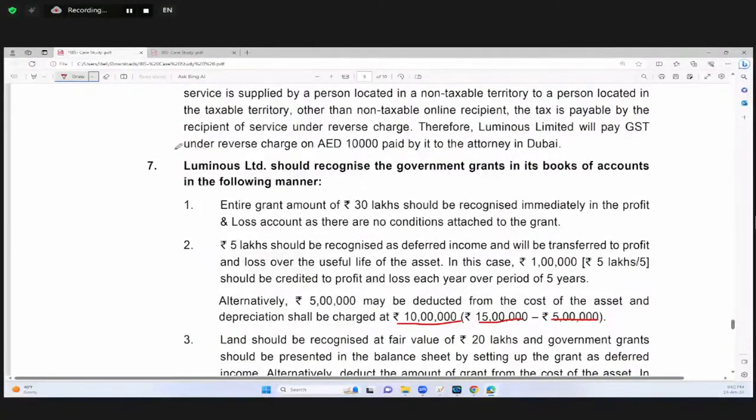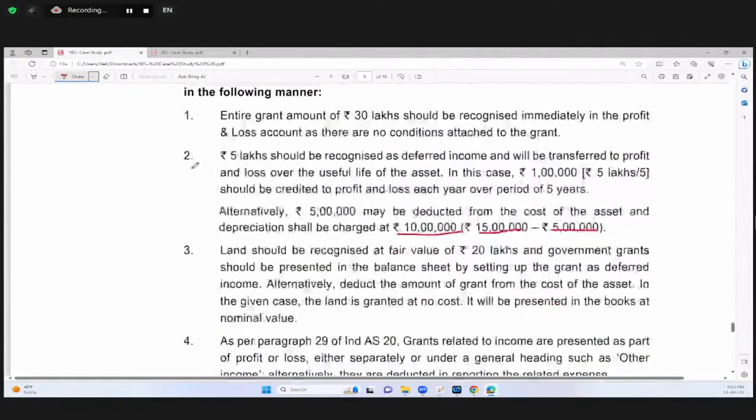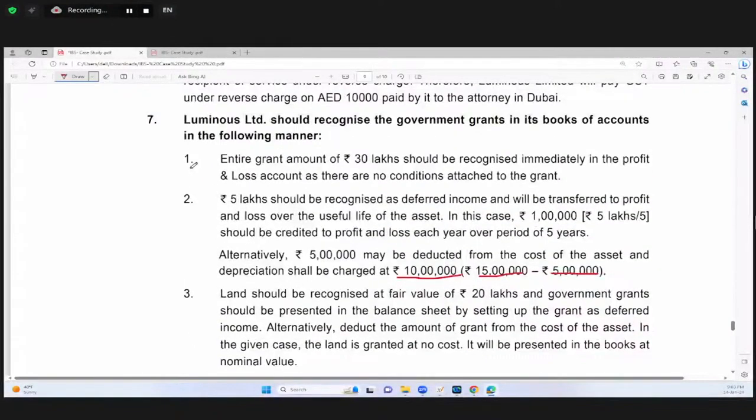Are there more queries? One student has asked, ma'am, question number 7 is showing a different question in my printout. Okay, you have taken the printout from the website. There it is question number 8. So you can check question number 8 for this. Yes, it is question number 8 regarding that grant that we are covering. It is better to refer to what we are showing on the screen.